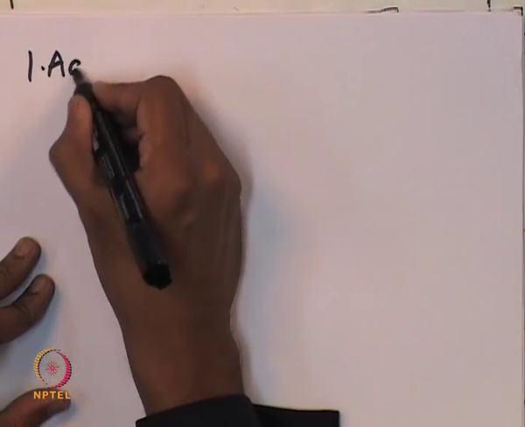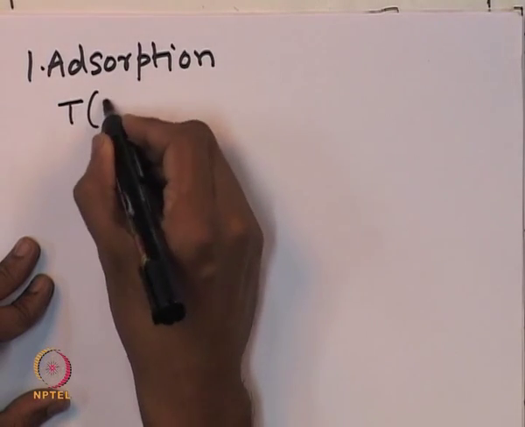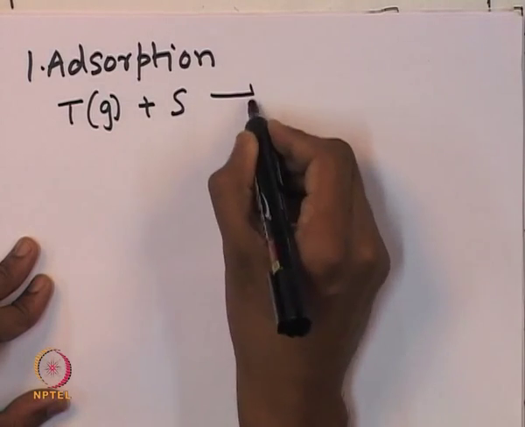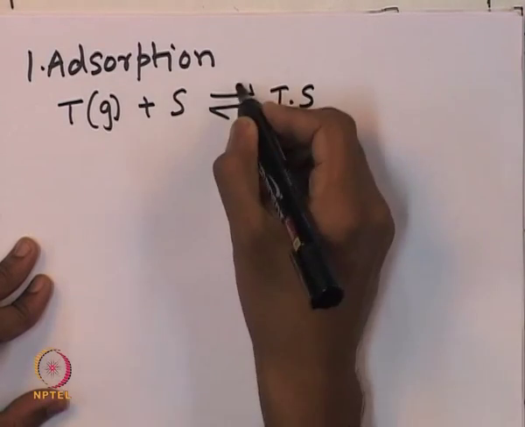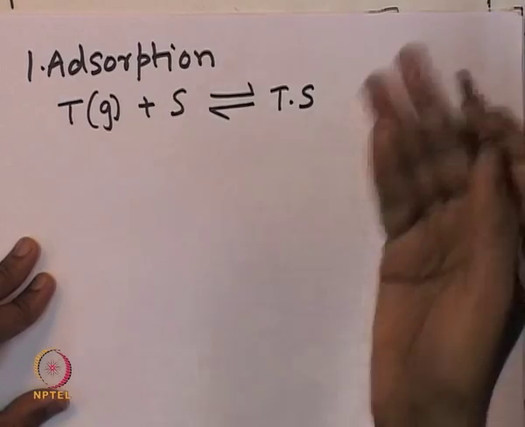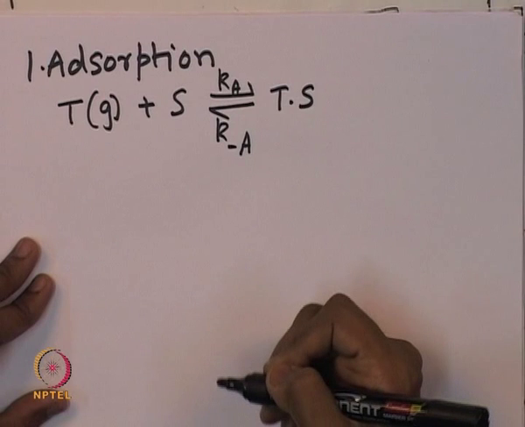So let us now go into the first step, adsorption. Let us go a little bit deeper into the adsorption process. Toluene in the gas phase gets adsorbed onto the vacant site S on the catalyst, leading to TS, which is the site adsorbed with toluene, and Ka and K minus A are the corresponding specific constants. As toluene adsorbs to the catalyst site and the adsorbed species reacts with hydrogen in the gas phase, we assume a single site mechanism.